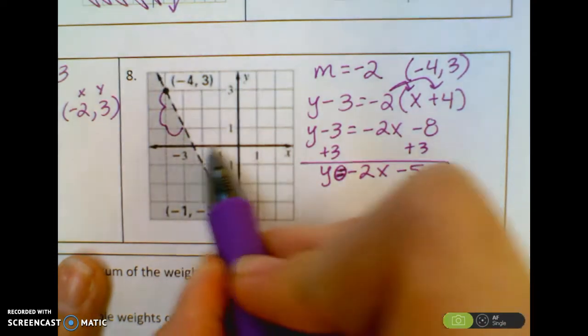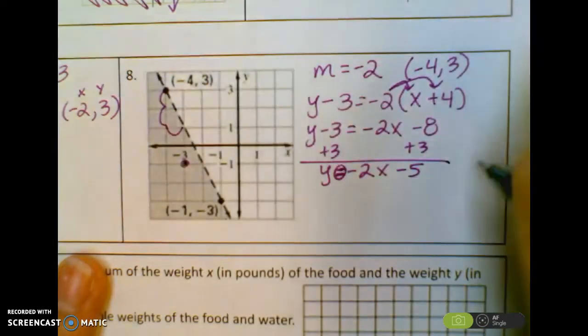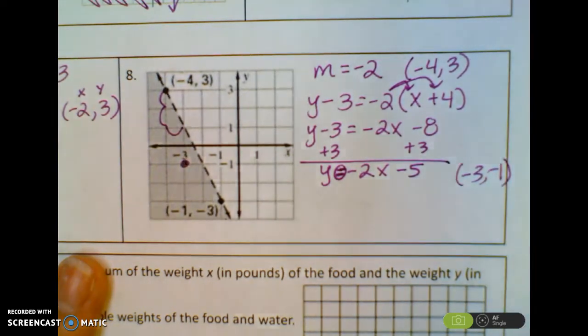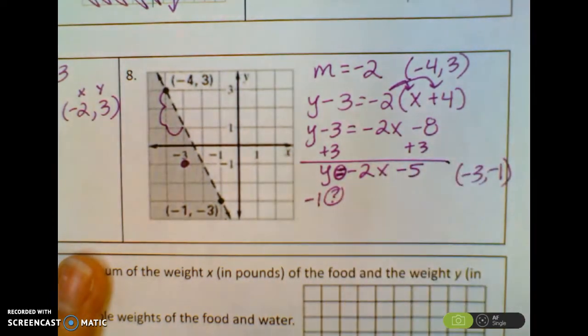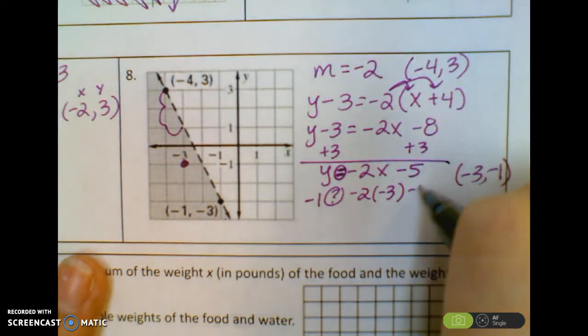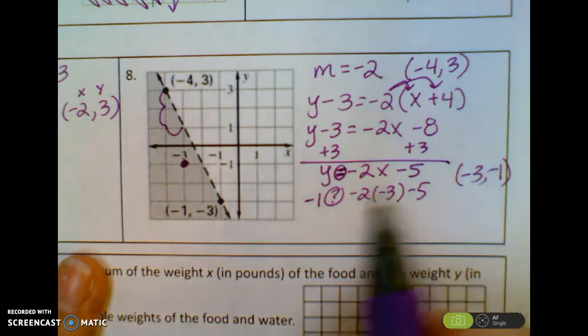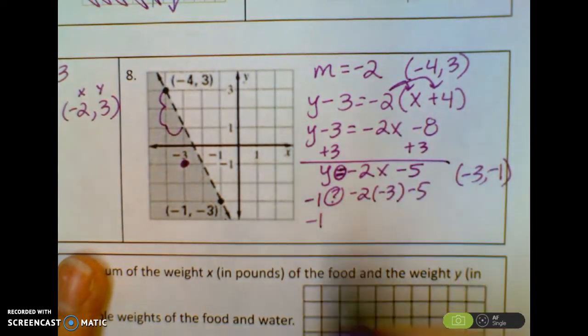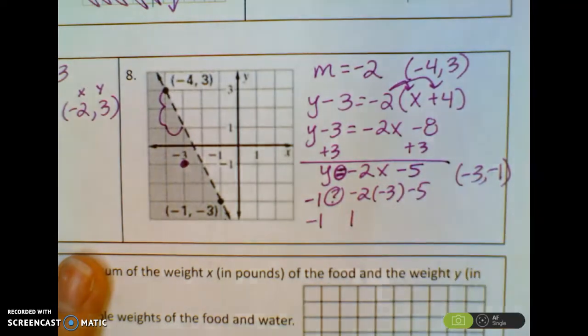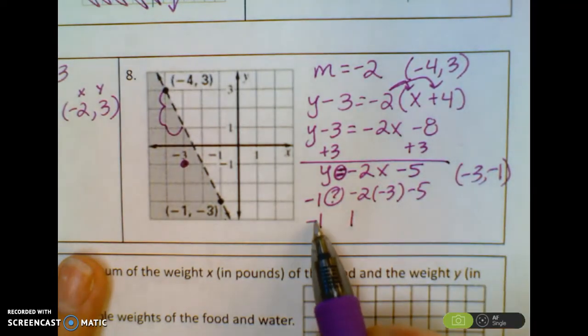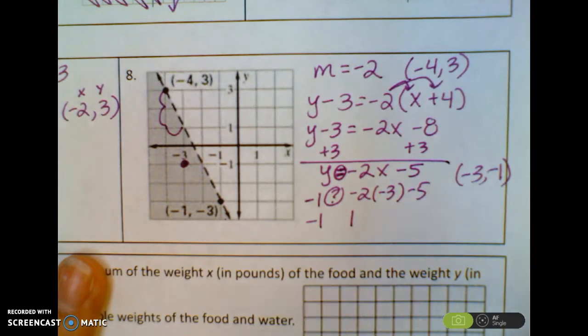I'm going to choose the point -3, -1 here. So -3, -1, and now we plug it in. That gives us -1. We don't know what the inequality is yet, so I'll put the little question mark. And I have -2 times -3 minus 5. So I still have -1 here. I need some type of inequality, and on this side I've got a positive 6 because negative times negative. Positive 6 minus 5 gives me a positive 1. So now we've got to figure out, is -1 greater than 1 or less than 1? We know -1 is less than 1.